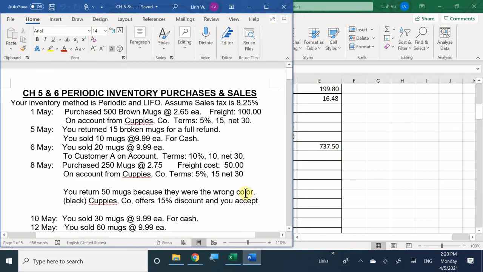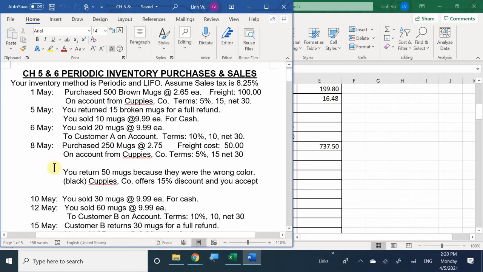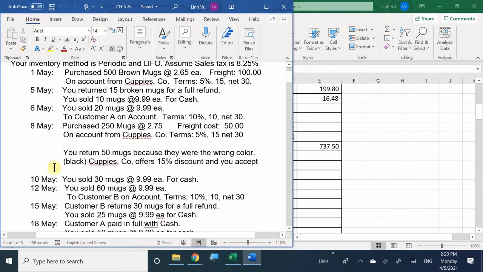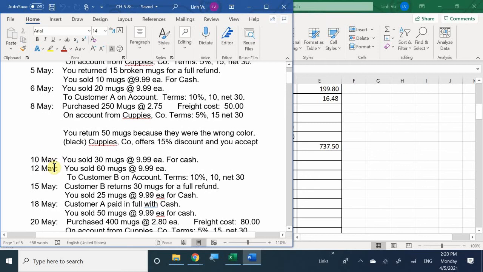All right. So now that we have that, what happened on the same day? We return. Go ahead. Sorry. You returned 50 mugs because they were the wrong color. They were returned back to Cuppy's, and you were offered a 15% discount that you accepted.